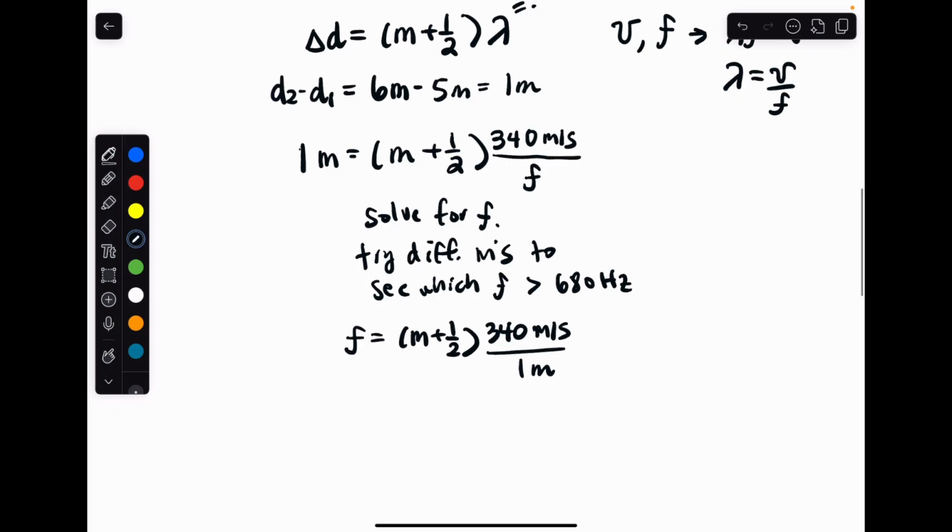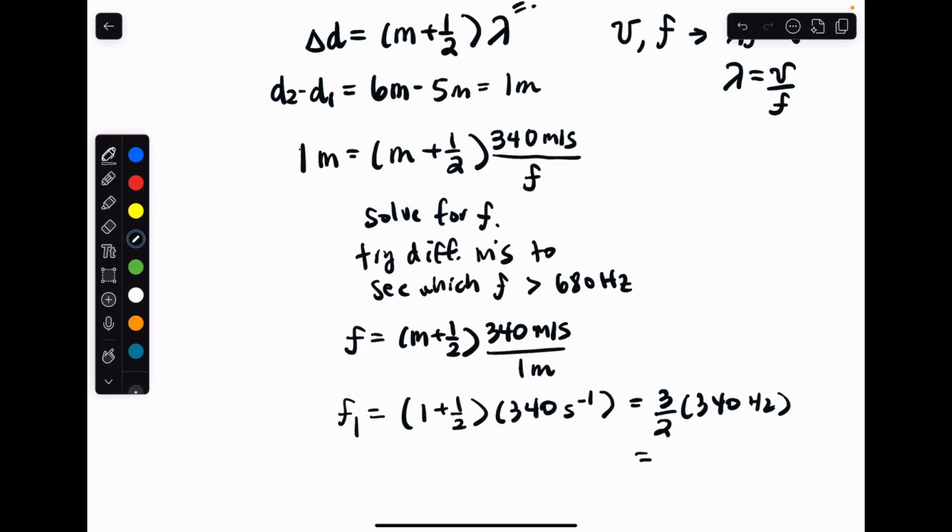Okay, so we're going to try different M's. So let's do F1. We get 1 plus 1/2 times 340, which is 3/2 times 340, which is 510, which is not greater than 680.